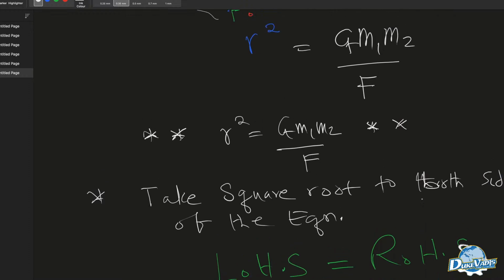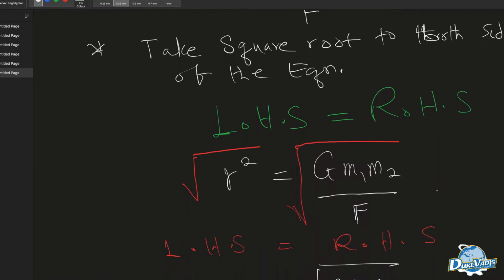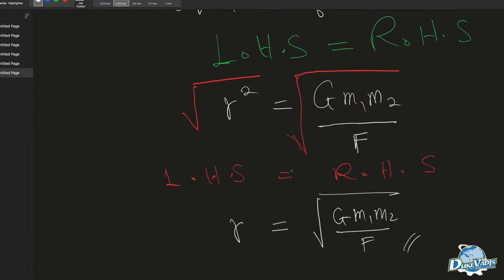Now, our interest was not to make r squared the subject, but r. So what did we do? We took square roots to both sides of the equation. Once again, what you do to the left-hand side, you do to the right-hand side. So the square root of r squared and the square root of the whole product on the right-hand side. Then we find that when we take the square root of r squared, that will give us r. That is how it is. So now this is the formula.